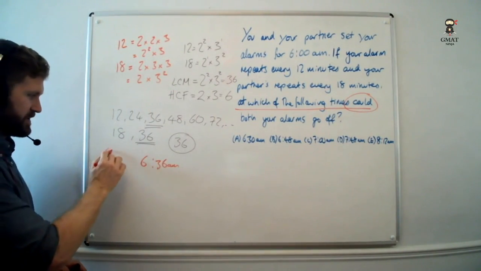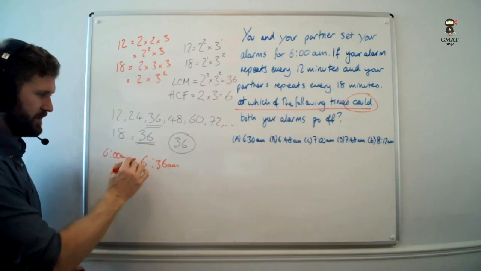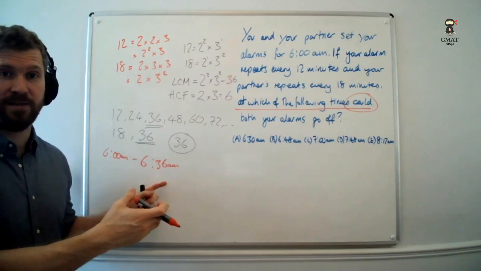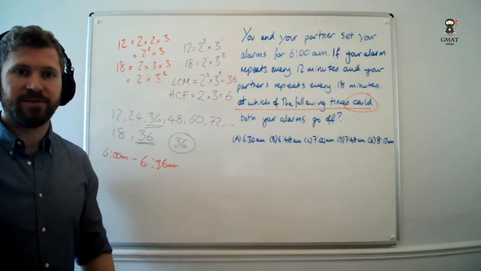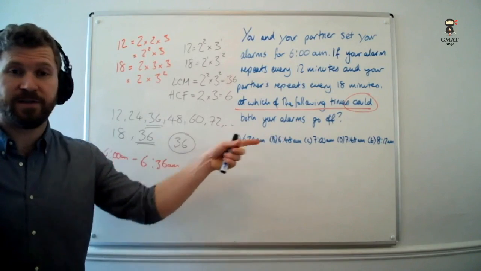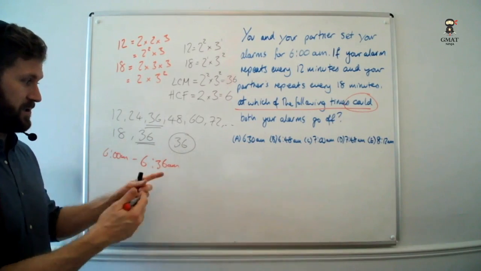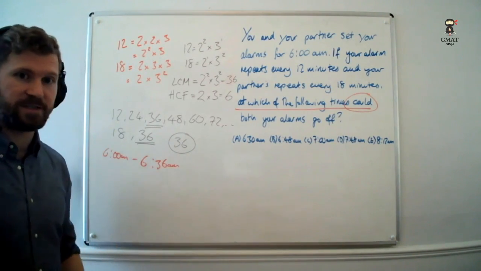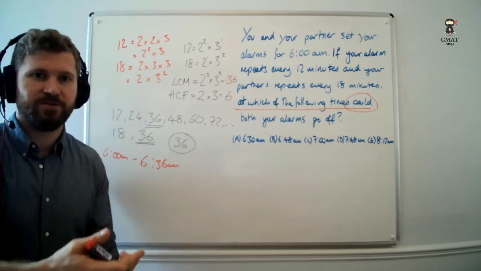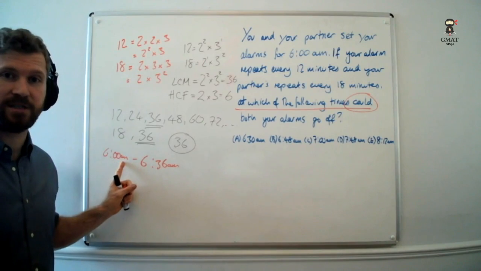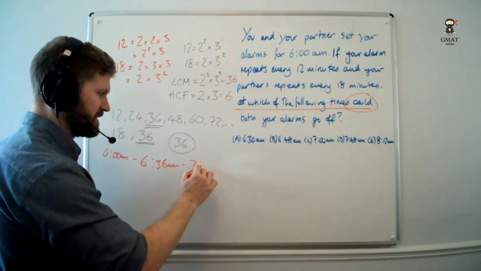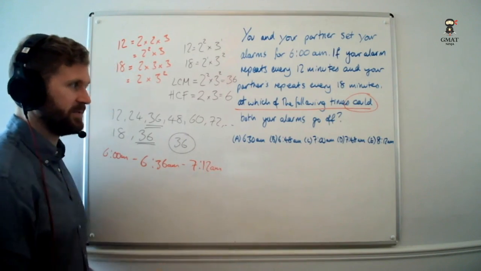So we know they're going to go off at 6, because that's what we're told in the question. The next time they're going to go off is at 6:36. That's not one of our answers. So we just need to keep adding 36 minutes onto this until we get something that appears in this list. So 6:36, adding 36 minutes onto that, well, 2 times 36, so it'll be 72 minutes. 72 minutes after they first went off together at 6 in the morning. 1 hour and 12 minutes. So we know the next time they're going to go off together is 7:12 a.m.